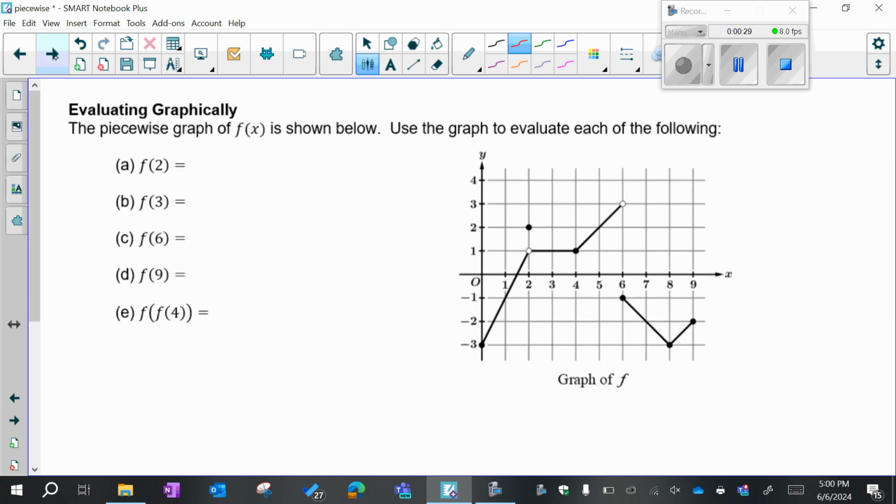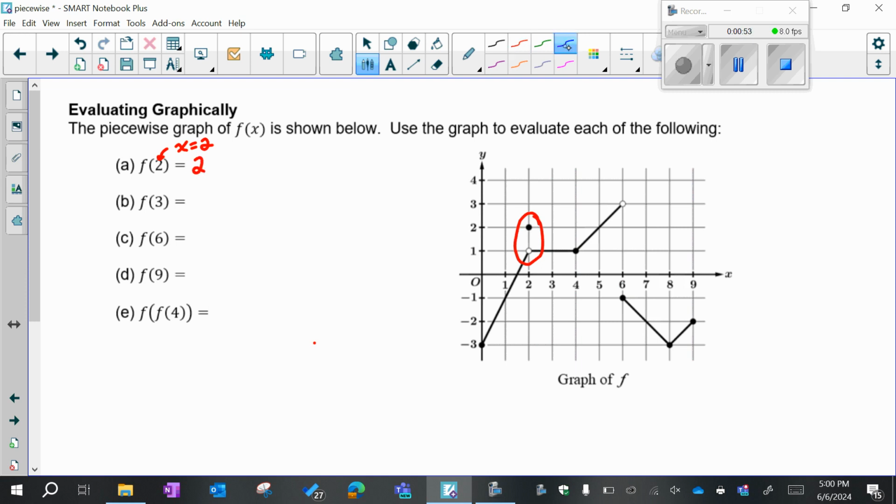So here's one from a graph. We're going to start off with this because graphically is a little bit easier. So remember from evaluating functions that this really means x equals 2. So I'm looking for the output when x equals 2. Notice at x equals 2, there are two circles, an open circle and a closed circle. We always want the closed circle. So f of 2 is 2.